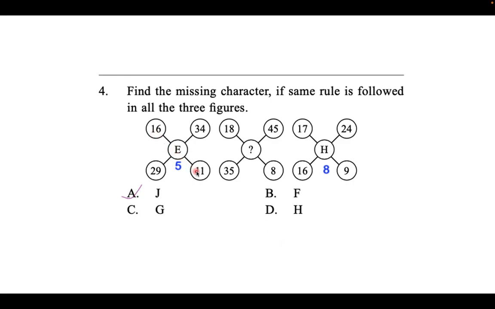16 minus 11 is 5 and 34 minus 29 is also 5. E is the fifth letter of the alphabet. 17 minus 9 is 8 and 24 minus 16 is also 8. H is the eighth letter of the alphabet. 18 minus 8 is 10 and 45 minus 35 is also 10. So J is the 10th letter of the alphabet and it is the answer.